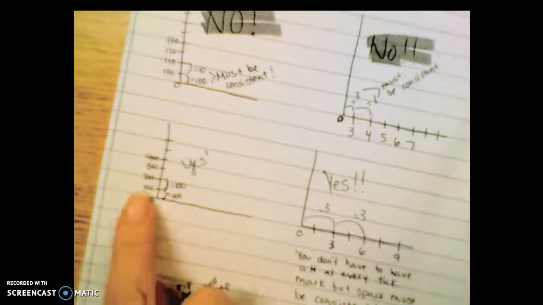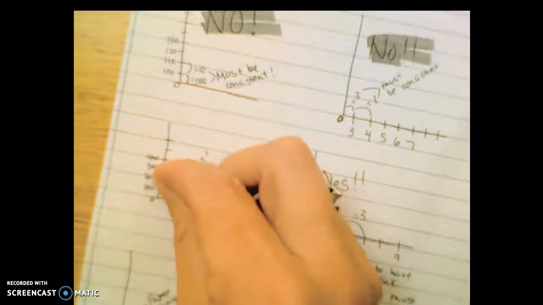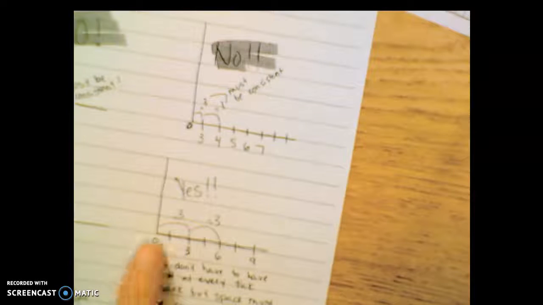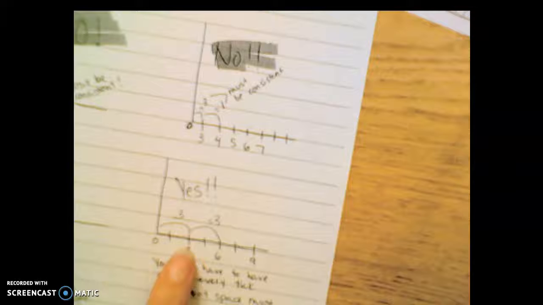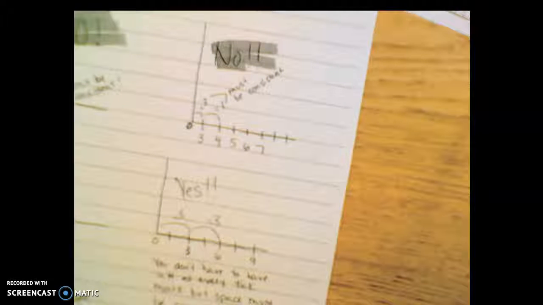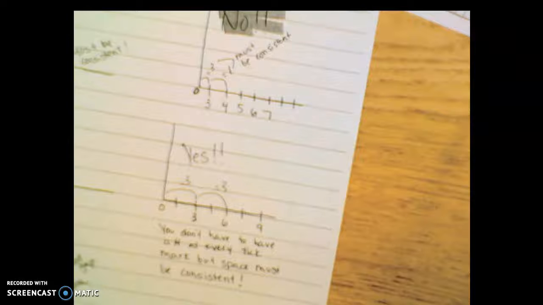Like right here, this is in a good scale because it's the same space and each of them represents 100, so that is an okay. This is a good scale because we went 0, skipped a line 3, skipped a line 6, skipped a line 9, so that space right there is consistent and it goes with 3. So you don't have to have a number at every tick mark, but the space must be consistent.